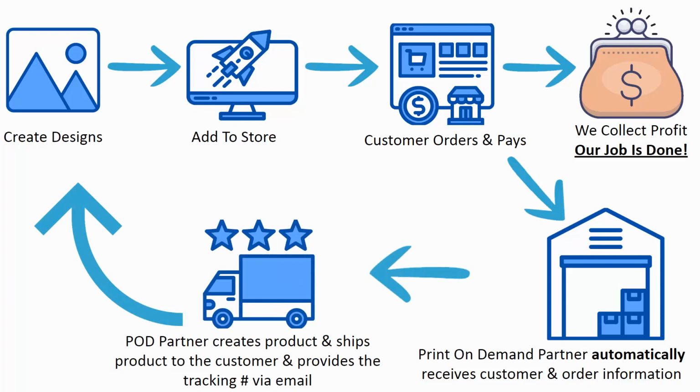They create the product, whether it's a piece of apparel, a t-shirt, a hoodie, or in this case, a personalizable doll. They'll create that product. They'll ship it off to the customer, and they'll even provide the tracking information on your behalf via email. And that's the entire process. But you see where the entire process starts and finishes, and more importantly, you see where your job finishes right after you make the sale. And that's why print on demand is so valuable.